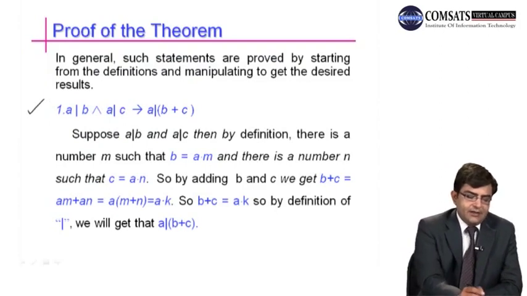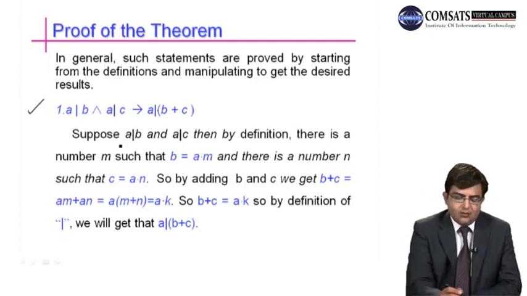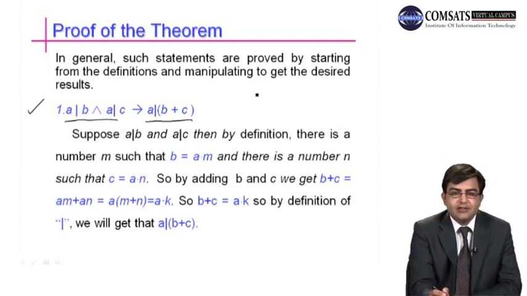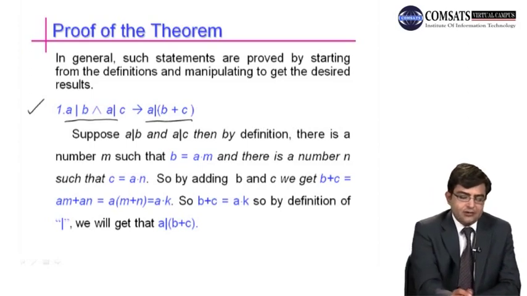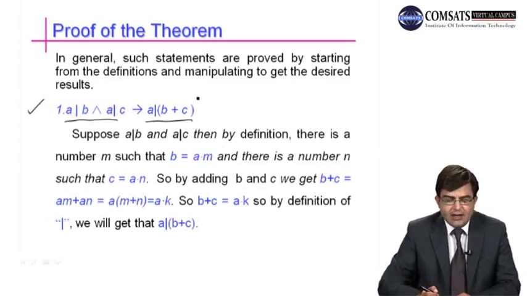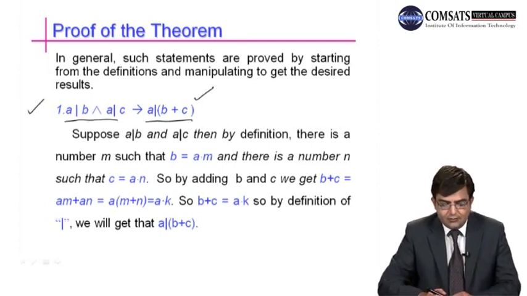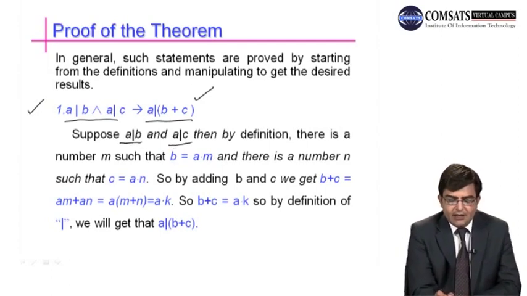Now the first statement is, as you know, A divides B and A divides C implies A divides B plus C. Suppose we say that this is the hypothesis and this is the conclusion in the conditional statement. You know, this is basically P implies Q. To prove this statement, we suppose the hypothesis is true, and we shall prove that the conclusion is also true. So we suppose here A divides B and A divides C.